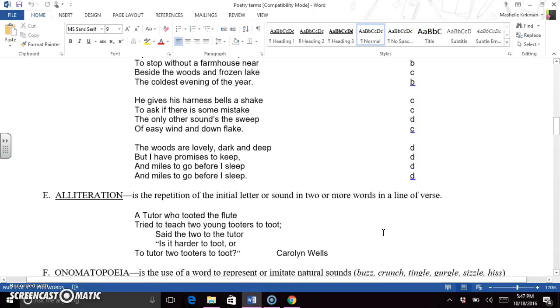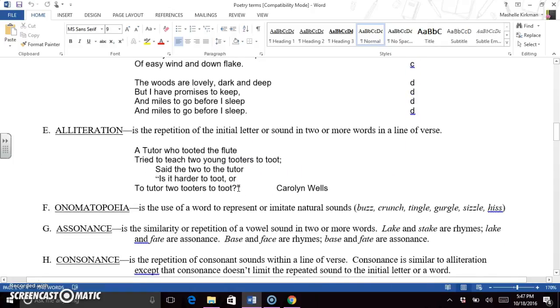Alliteration is the repetition of the initial sound or sounds in two or more words in a line of verse. Initial means the first sound. It doesn't mean the second or the third or the middle or the end sound. So we're not looking for end rhyme, and we're not looking for the end words here. What we're looking for is, within the line of poetry, what sound do we hear initially in words?